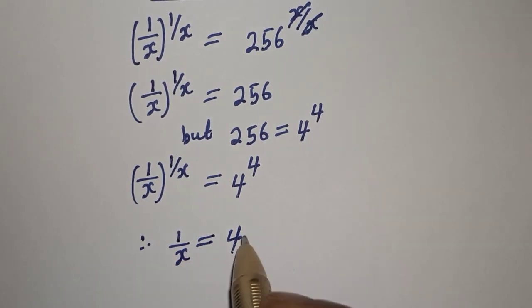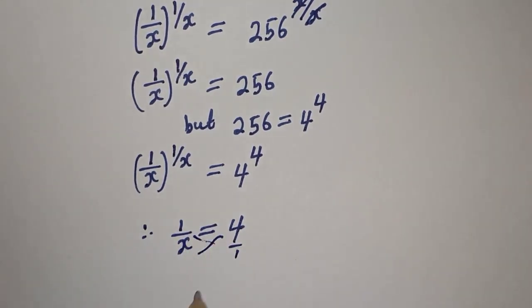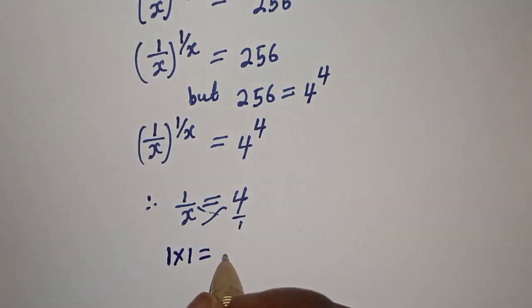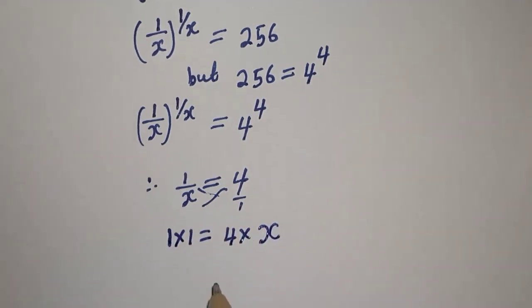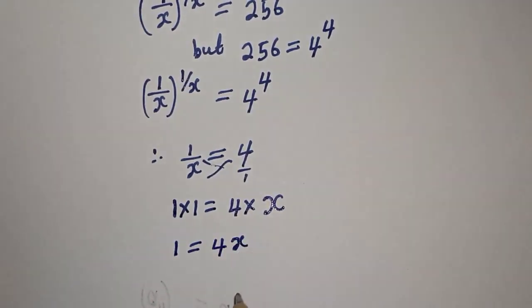But we are looking for the value of s. This is also over 1. Then let's cross multiply. 1 times 1 is equal to 4 multiplied by s. Then 1 is equal to 4s.